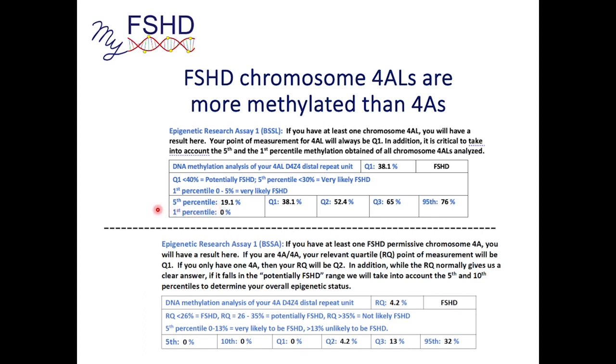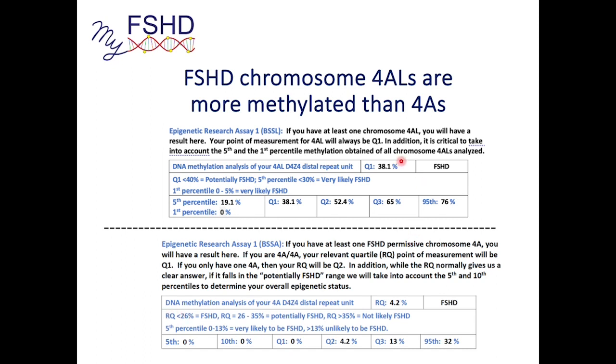That's very different than what we see for the traditional 4A, the BSSA assay that is the majority of the population. Here, the quartile changes depending on whether you have one chromosome 4A or two chromosome 4As. If you have two chromosome 4As, we use quartile 1. If you have one chromosome 4A, we use quartile 2. So that's the first difference: in 4AL, we always use Q1. Then the determination of FSHD or not FSHD is that your relevant quartile needs to be less than 26%.